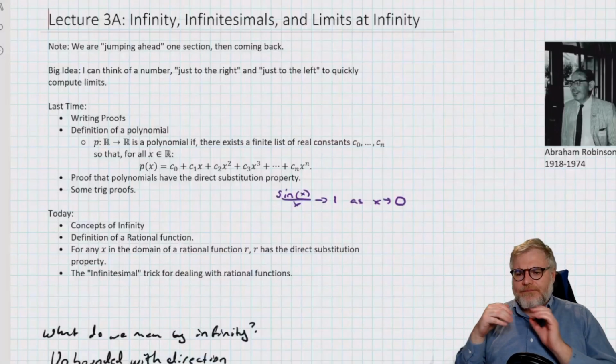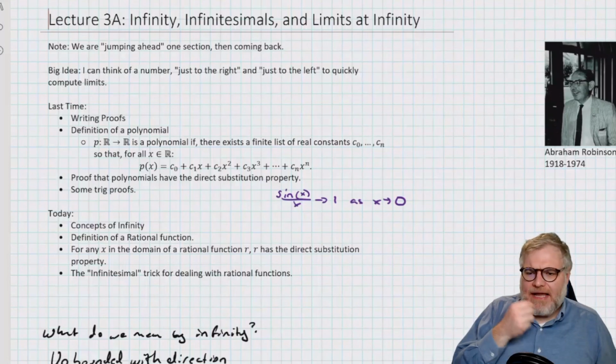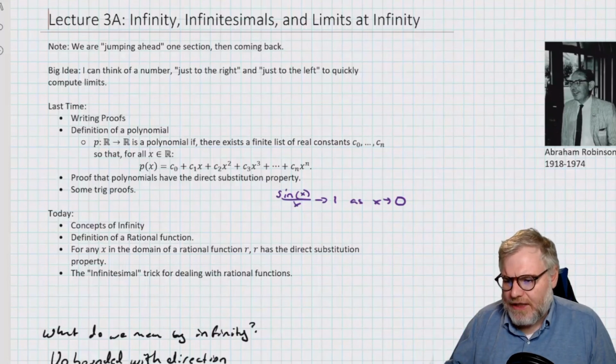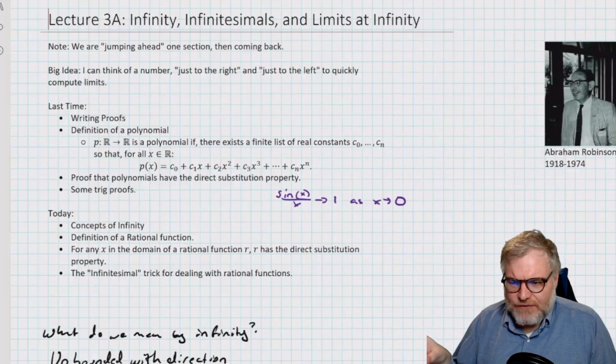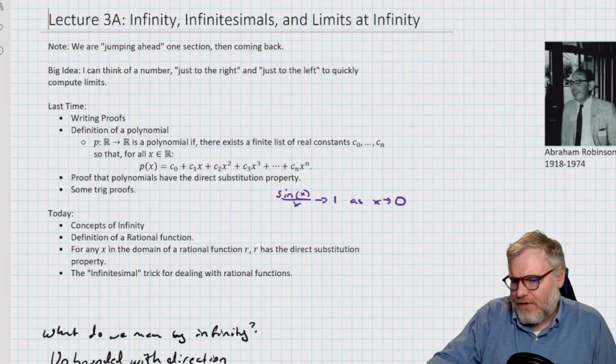So, note real fast that we're jumping ahead one section in the book and then we're coming back. The next section in the book is continuity. We're going to jump ahead, do these computational things, and then come back to continuity, which is much more of a concept thing.